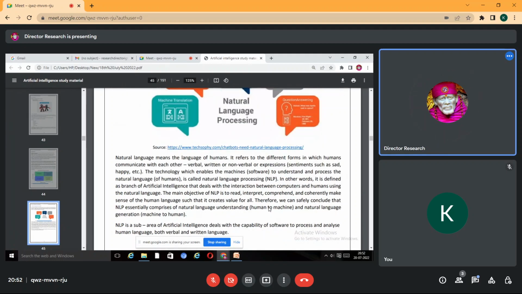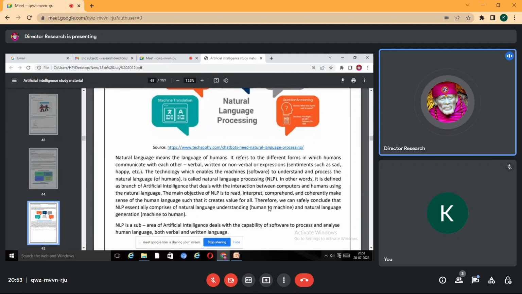Natural language means the language of humans. It refers to the different forms in which humans communicate with each other: verbal, written, or non-verbal expression, and sentiments also. The technology which enables machines to understand and process natural language is called natural language processing. It is defined as a branch of artificial intelligence that deals with the interaction between computers and humans.